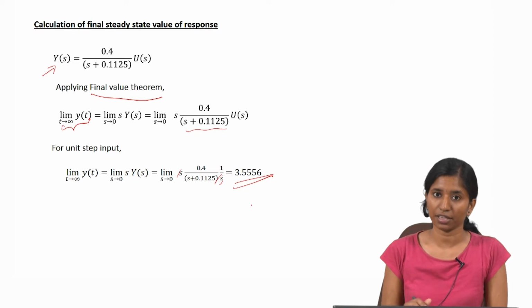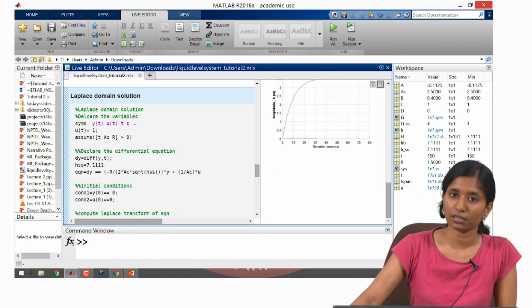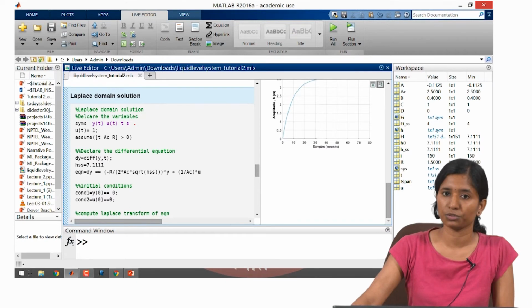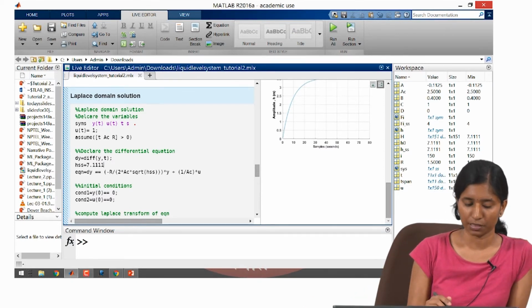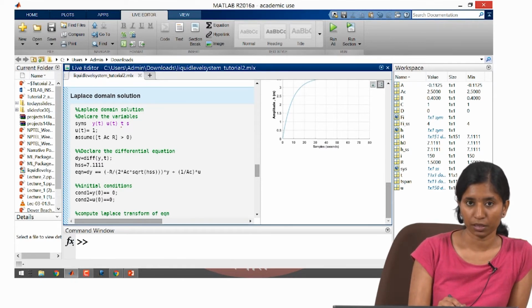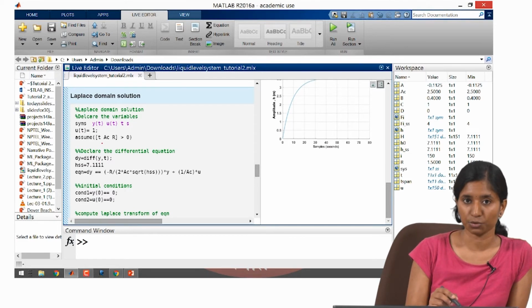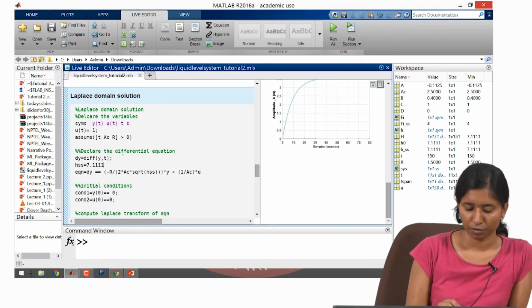So, let us verify this using MATLAB. To find the Laplace domain solution, I will use the symbolic toolbox in MATLAB, which will give me the Laplace domain solutions in expression form. I have to first define what my symbolic variables are. They are y of t, u of t, this is the time domain variable t, and this is the Laplace domain variable s. These are declared as symbolic variables. My input u of t is 1, since I have given a unit step input.